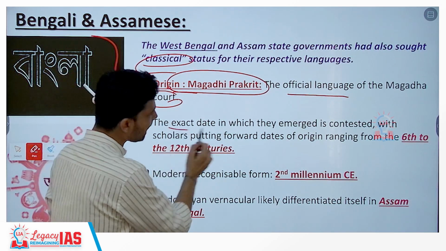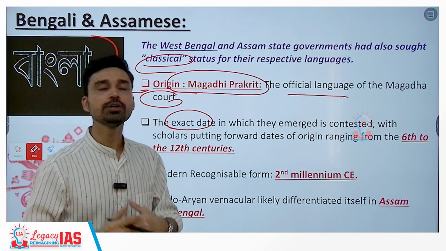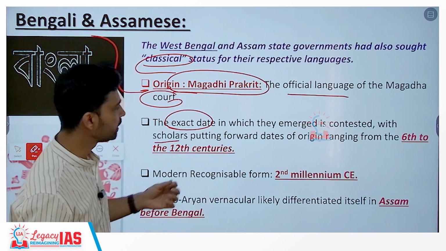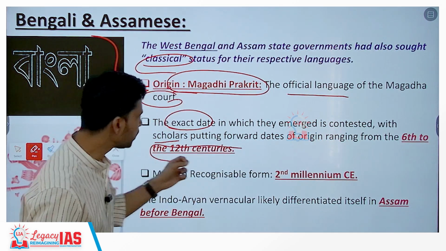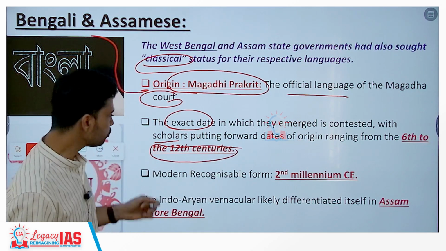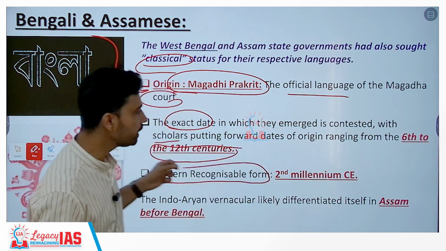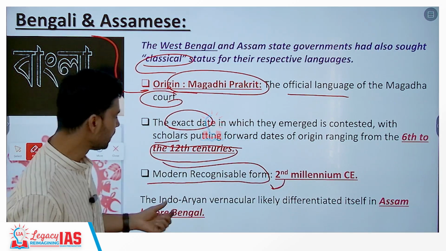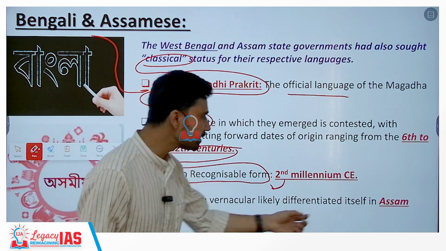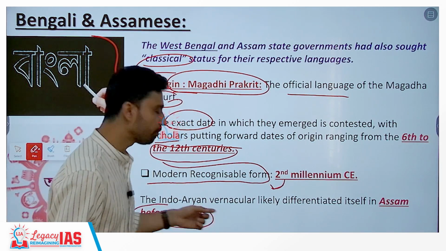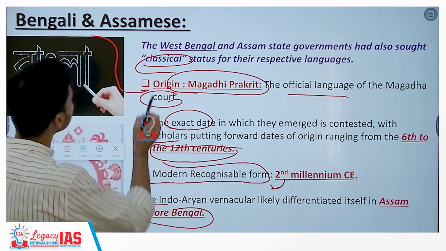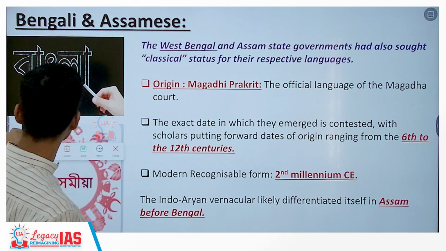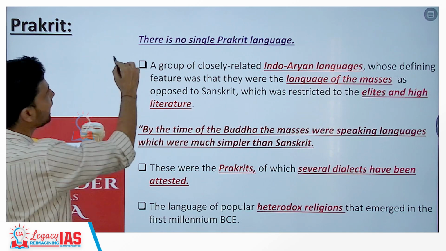Now, the exact date at which Bengali emerged from the Magadhi Prakrit is contested, but scholars have put it somewhere around the 6th to the 12th centuries. Also, the modern recognizable form of Bengali emerged somewhere in the 2nd millennium of the Common Era, and the Indo-Aryan vernacular likely differentiated itself in Assam before Bengal. That means the Assamese language developed first, followed by the Bengali language in West Bengal. Now, let us talk about the other language, that is Prakrit.